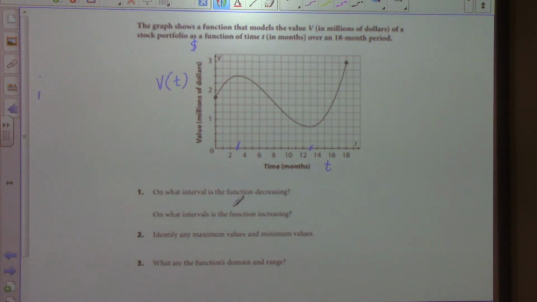So we'll say v of t is decreasing on, and we're going to say, did you say 3 to 13? Yes, sir. Okay, so 3 to 13. And when we say on, that's code for on the interval of.